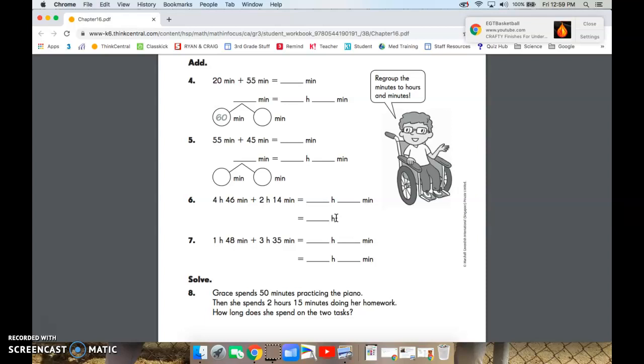Let's check out number 7. We are cruising through this. I hope you're doing well. Here we are. 1 hour plus 3 hours is 4 hours. And we have 48 minutes plus 35 minutes. Let's see, that's 83 minutes. And let's take away the 60 minutes, right? For the hour. So that changes the 1 and 3 to 4, but now we have to add that other one. So there's one more in there now. So it's going to be 5 hours and 23 minutes.